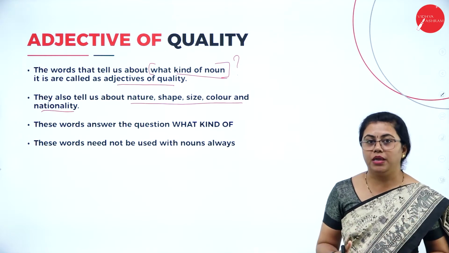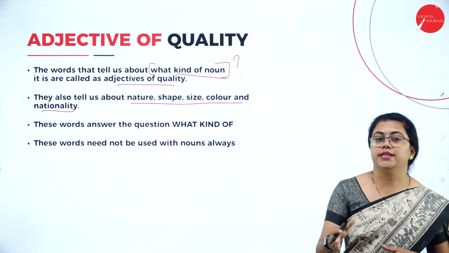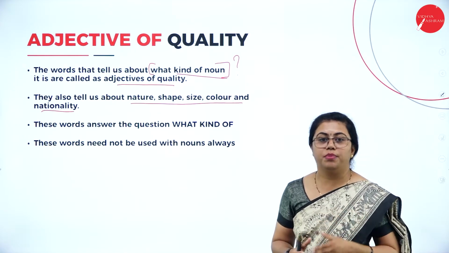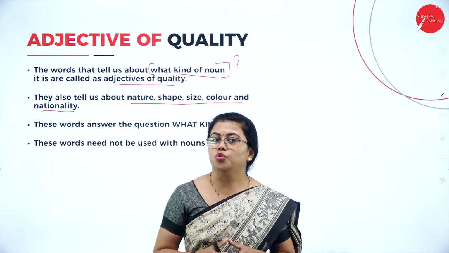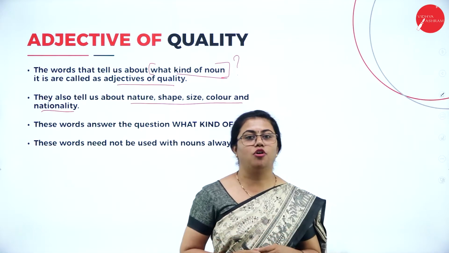Do you have a big box? Yes, I do have a big box. What kind of box is it? It is a big box. There you get to know the size. What kind of person is this? This person is a very moody person. Moody, or maybe a calm person, a jovial person. So what is the nature of this person?